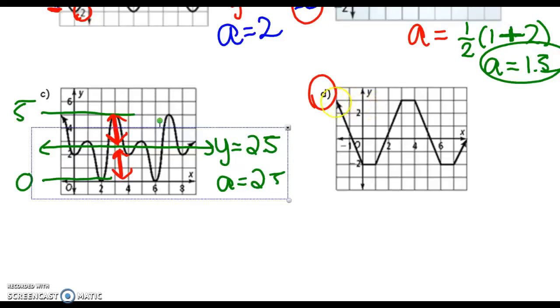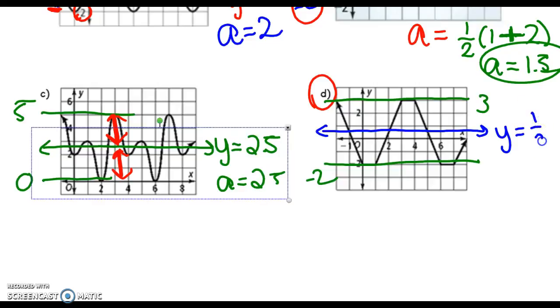Okay, since the max is up here at 3 and the min is down here at -2, that means that our midline is halfway in between at a positive 1/2. So my midline is at y equals 1/2.